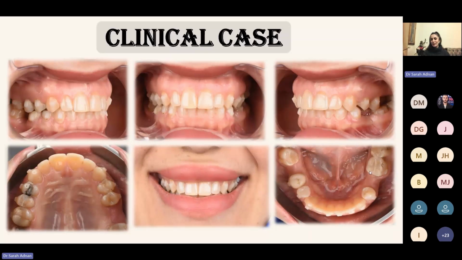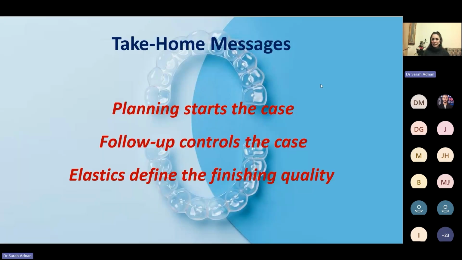The most important thing is the intrusion effect. I saw this case, I didn't use that, but however, we gained a beautiful intrusion in the left quadrant in the premolar zones, even without the use of TADs, because of the correct design and the correct attachment design. So, the take-home message: planning, start the case, follow up, control the case, and elastics define the finishing quality.